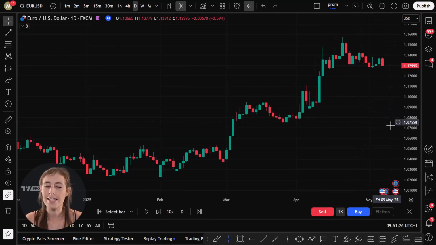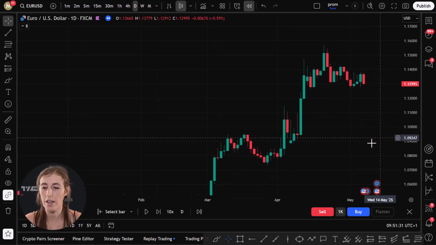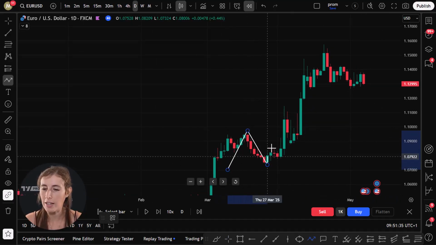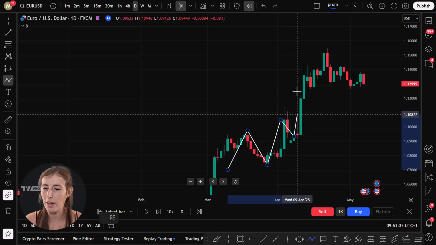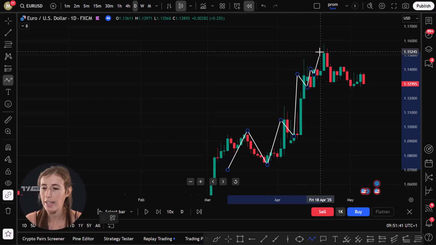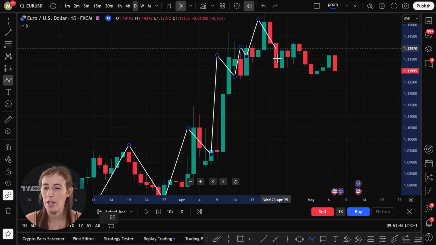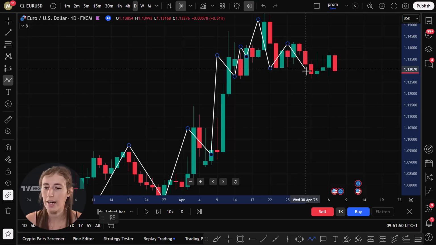I've removed my indicator, nice, clean and clear charts to see what is going on. And overall, we can see that EURUSD has been coming up in an uptrend, making higher highs and higher lows, and a new high here. But recently, looking at the most recent price action, price has been kind of coming down, making lower lows, lower highs, a new low here.